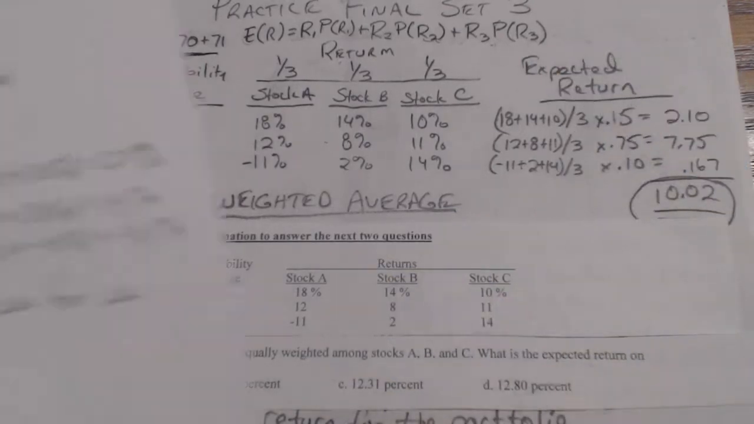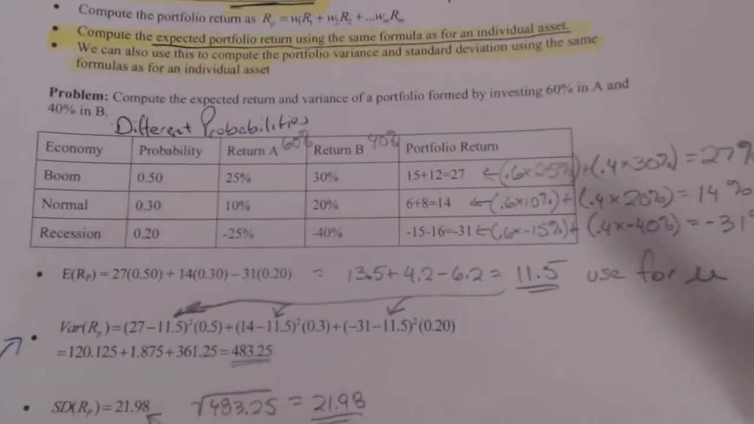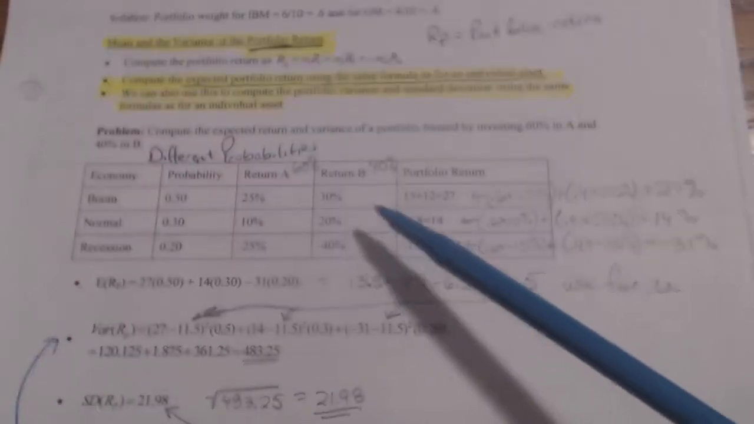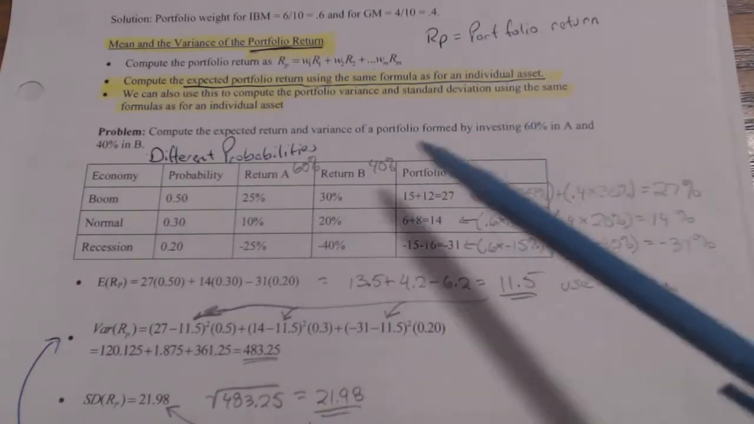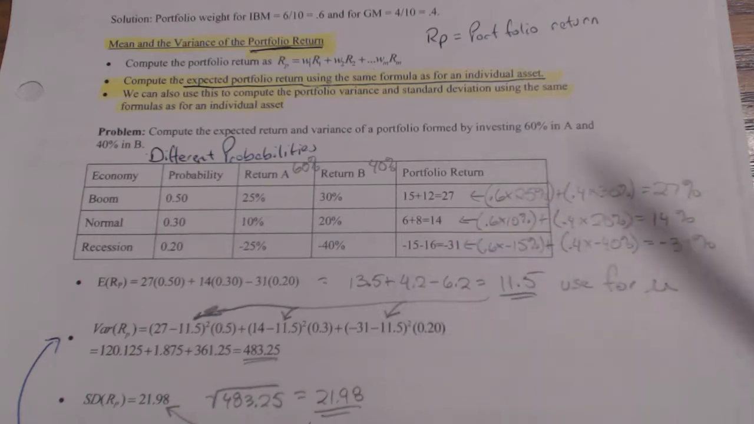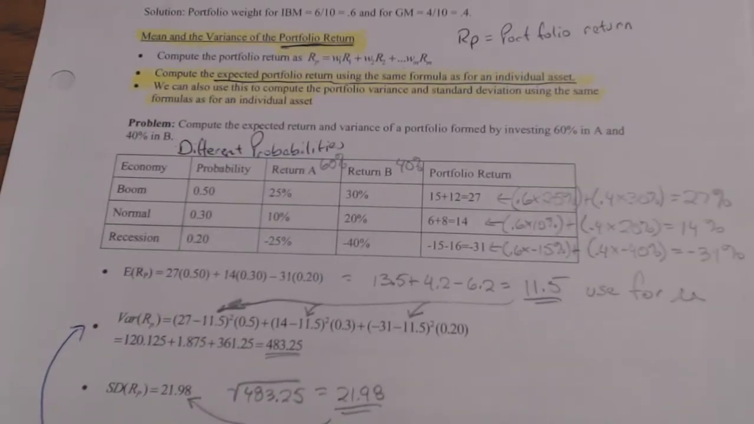So if you go to page 70 in your workbook, it shows you pretty much a sample of the same type of problem. Same thing, this only had 2 stocks, and they told you that the weight was 60% and 40%. So the first thing you do is figure out the portfolio return.